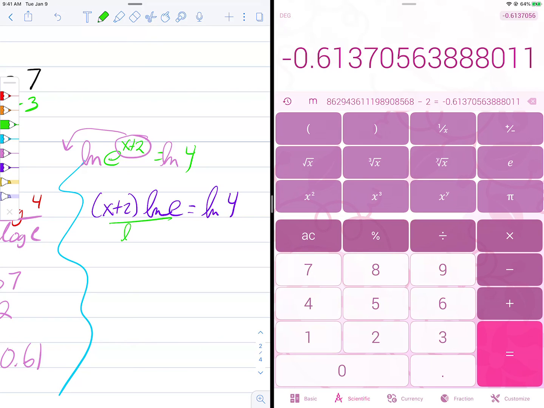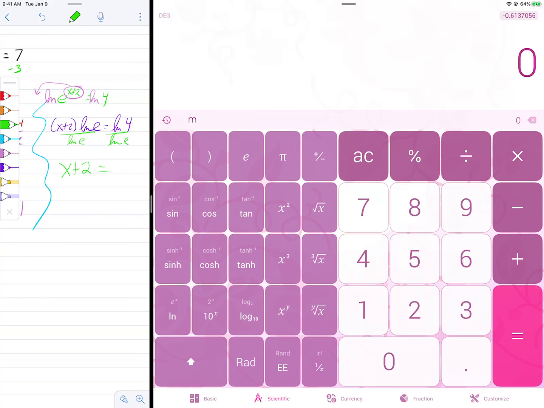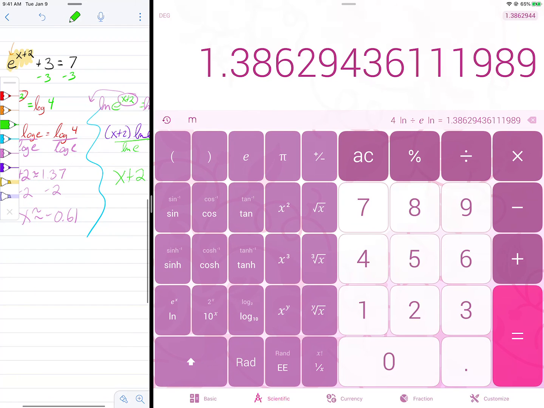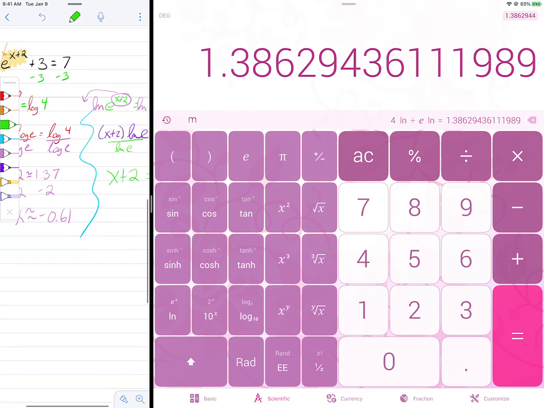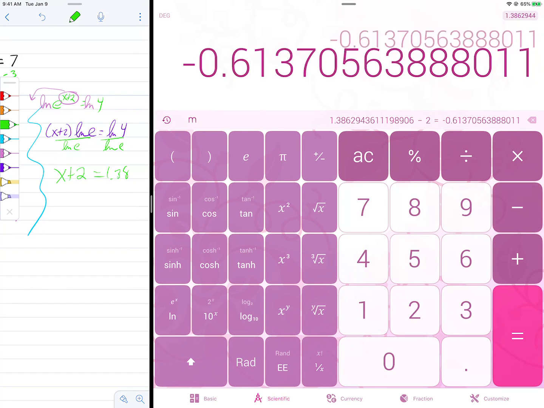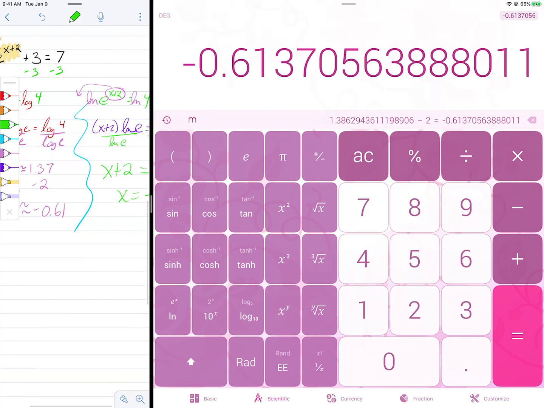So we have x plus 2 times the natural log of e equals the natural log of 4. I'm going to divide both sides by the natural log of e. So I'm going to use a different button on this one. So I'm going to have x plus 2 equals, and I'm going to go 4 natural log divided by e natural log, and I get 1.38. I think I approximated the last one wrong. 1.38, and if I subtract 2 from both sides, I get about negative 0.62.